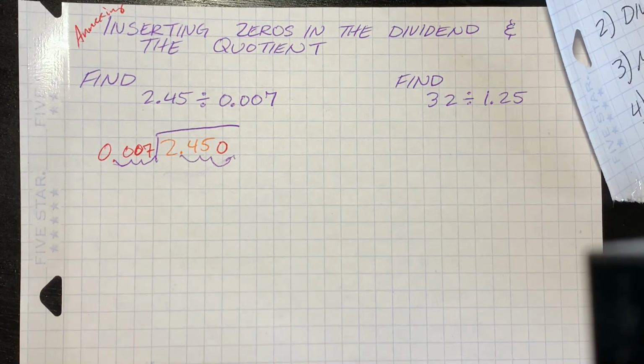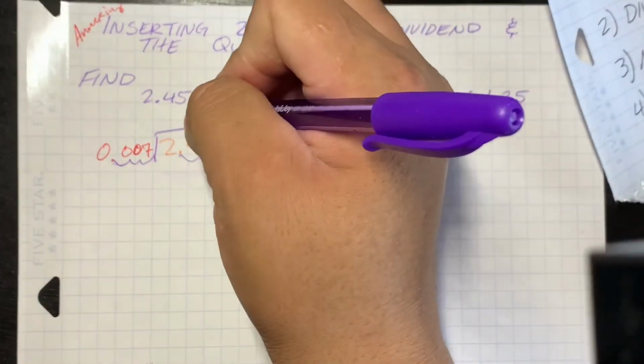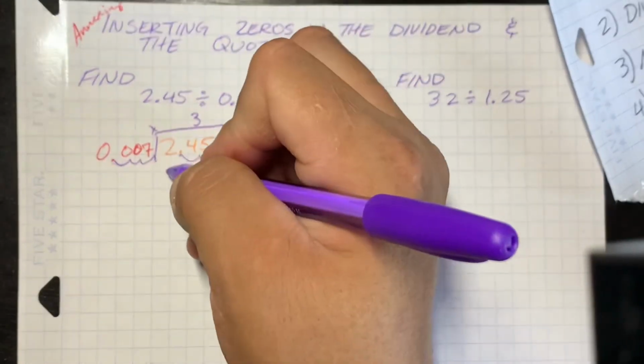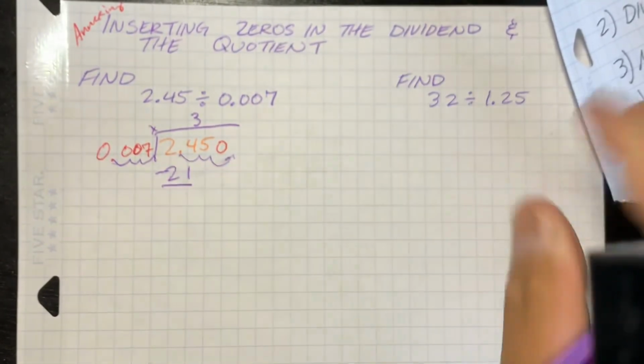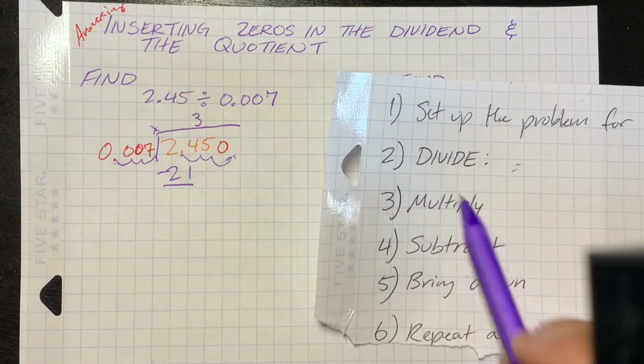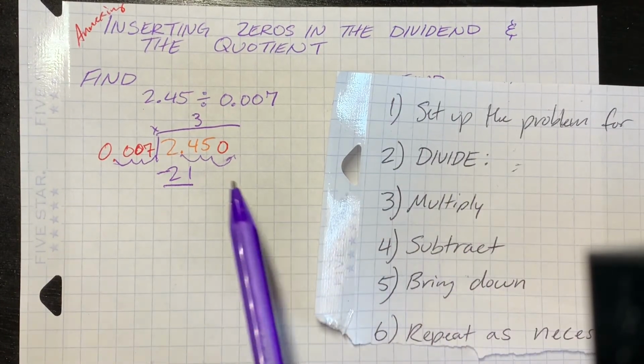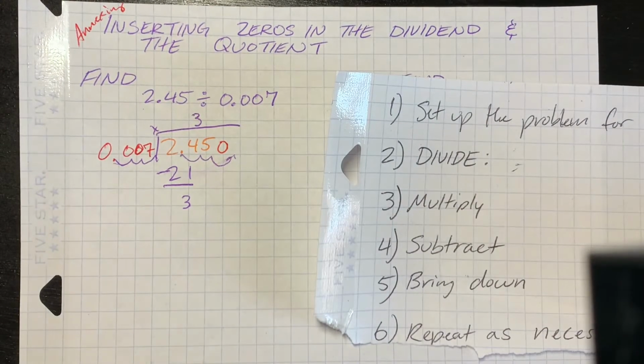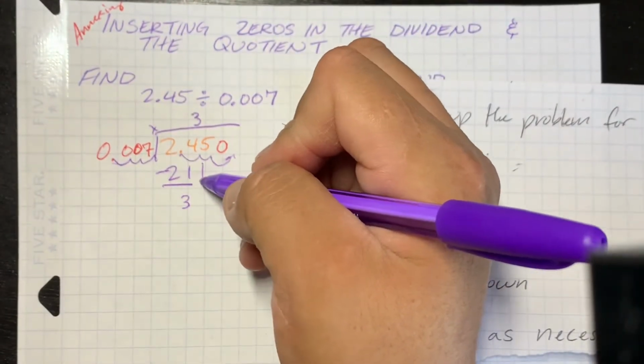All right, here we go. So 7 can go into 24 about 3 times. 7 times 3 is going to be 21. Okay, oops. So we divided, we multiplied, now we're going to subtract. 24 take away 21 is going to be 3. Now we're going to bring down the 5.